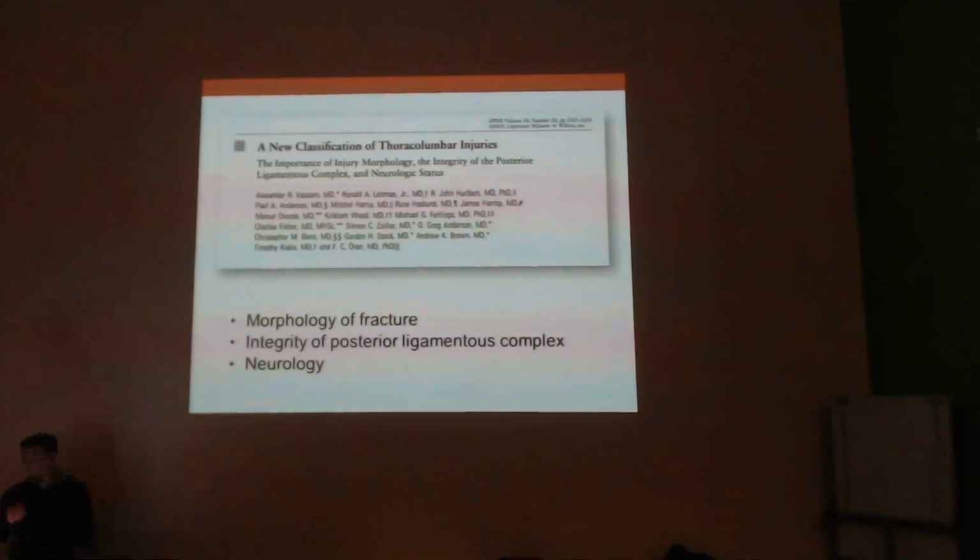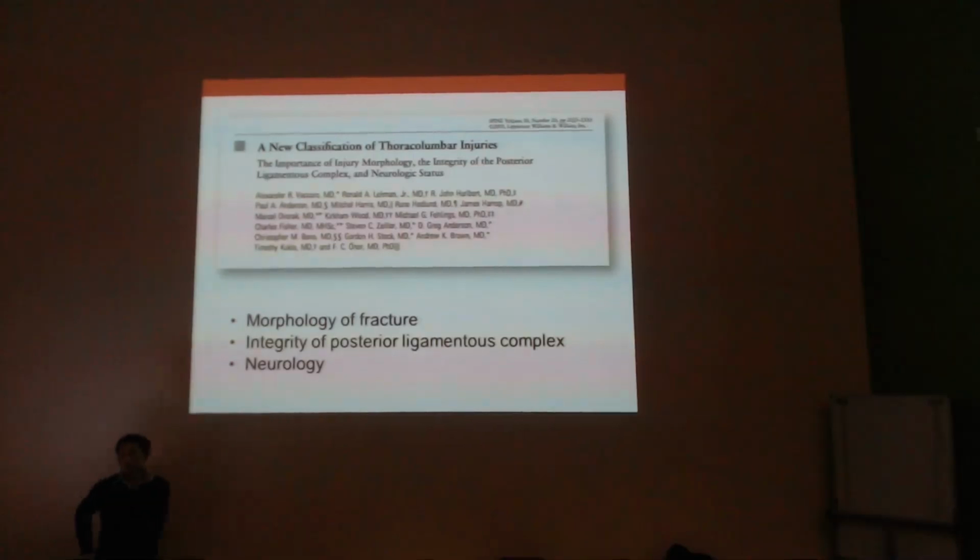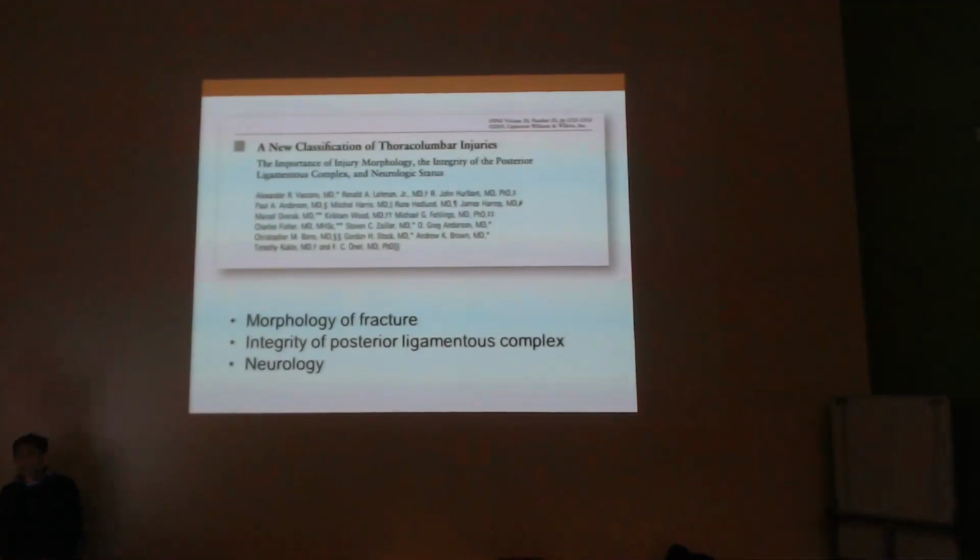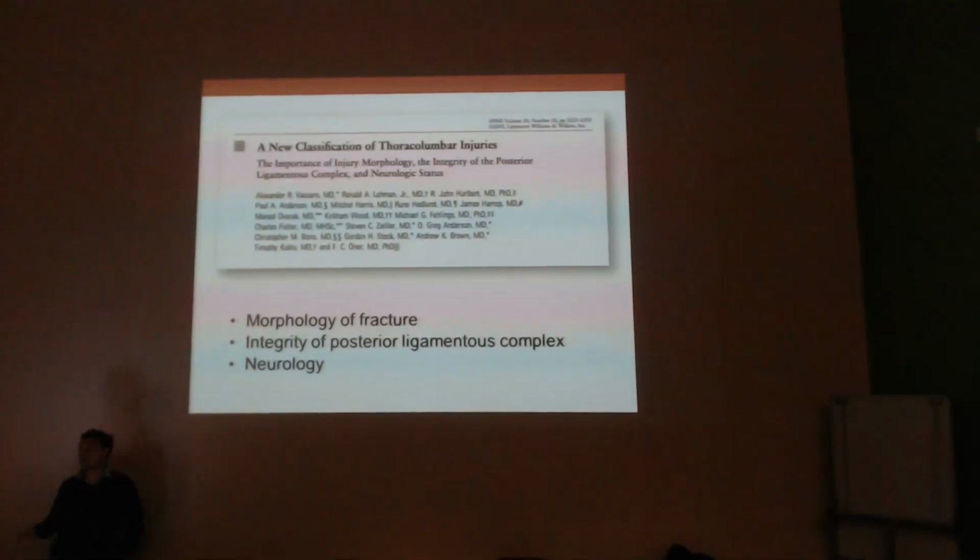If you leave today, just make a list of TLICS, and there's one more paper that I'm doing. You don't need to know the papers in depth. All you need to know is three things: fracture morphology, integrity of the posterior ligamentous complex, and whether there's neurology. When I was doing the exam, Mr. Gargan at Children's Hospital used to say, you need to know one line about everything, but you can't know nothing about something. This is a way of classifying these injuries, because most of these fractures are at the thoracolumbar junction. And these are the three things you need to know.